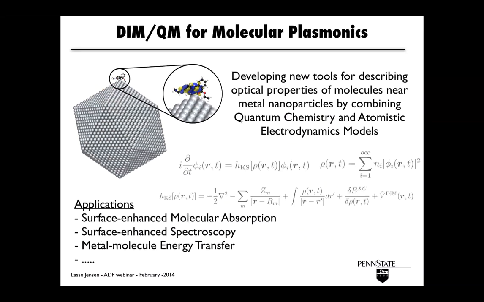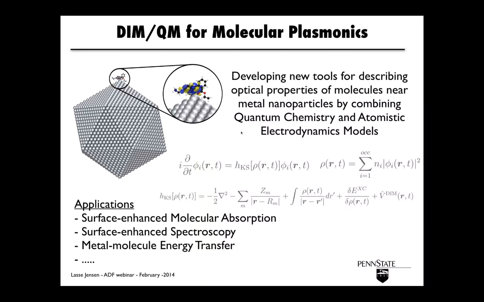So what my group has been developing, and was implemented into ADF, is this discrete interaction model called DIM/QM for describing molecular plasmonics. Basically what it does is couple our TDDFT description of the molecule with the metal nanoparticle in a classical electrodynamics simulation. So we're going to go a little bit into details about the methodology briefly, and then I'm going to show you one example that is available in ADF.